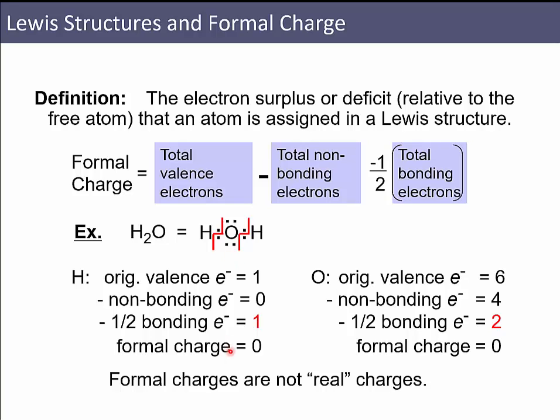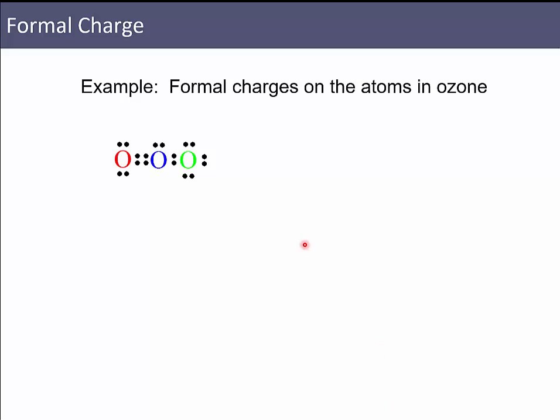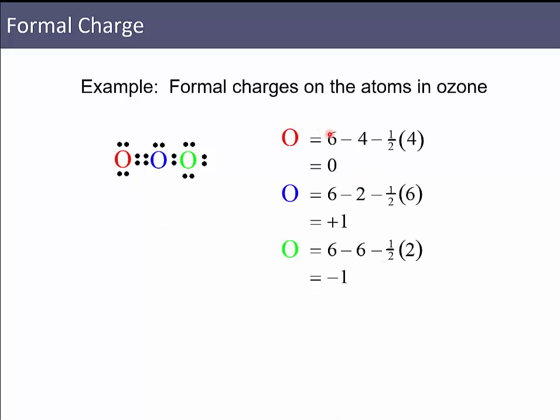Let's look at the formal charges in ozone. In ozone, we've got 3 different oxygens. We're going to look at the red oxygen first. Each of these oxygens will come in with 6. But if I look at the red one, I've got 1, 2, 3, 4 electrons in lone pairs, and then 1, 2, 3, 4 that are involved in bonding. So 6 minus 4 minus half of 4, so 6 minus 4 minus 2 is 0.